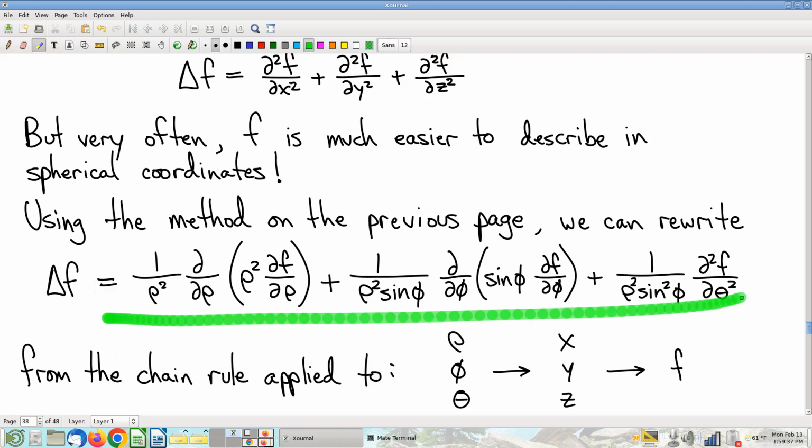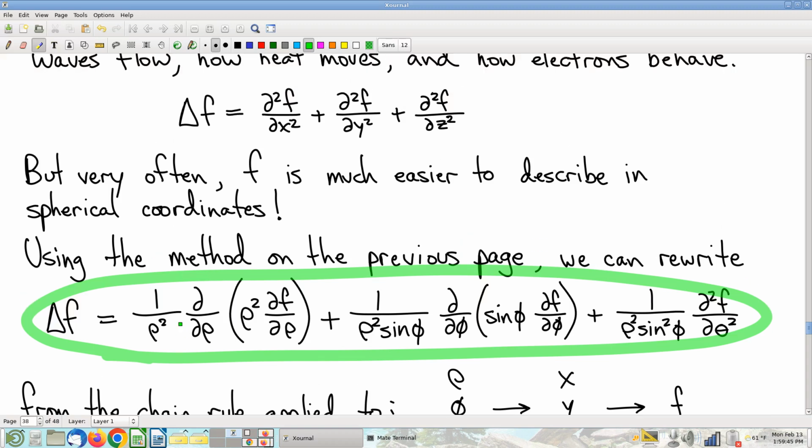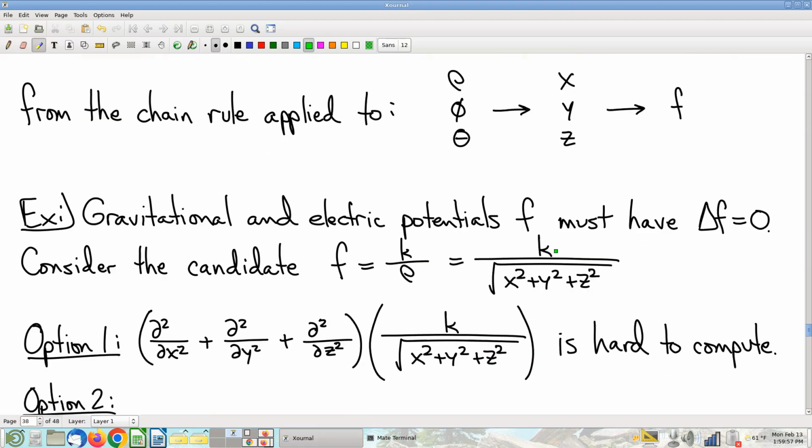Okay, so the second question after understanding where this comes from is, why would I ever choose to use this much uglier seeming thing as opposed to this much more attractive looking thing? What's the advantage of the spherical Laplacian? Well, let me show you in an explicit example that comes from an actual physics problem.